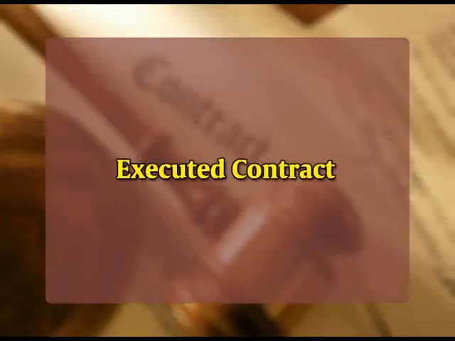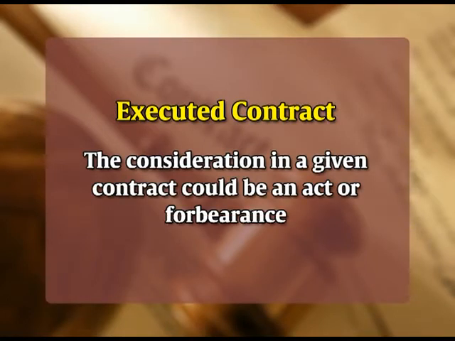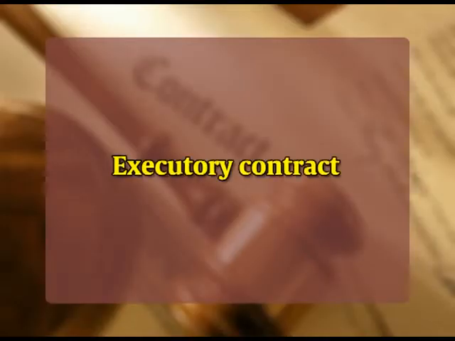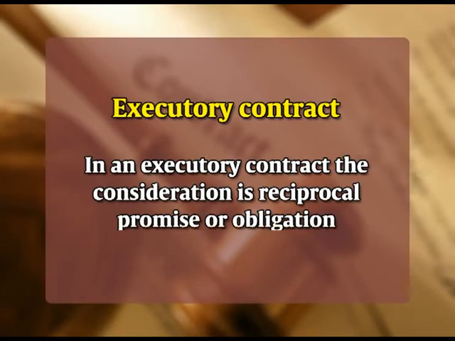Further classification of contract is possible on the basis of the performance. They are executed contract. The consideration in a given contract could be an act or forbearance. When the act is done or executed, or the forbearance is brought on record, then the contract is an executed contract. Executory contract. In an executory contract, the consideration is a reciprocal promise or obligation. Such consideration is to be performed in future only, and therefore these contracts are described as executory contracts.